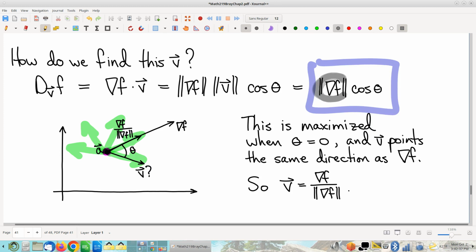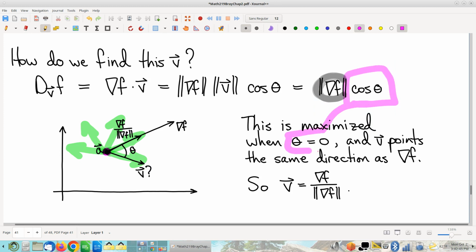So really, if you get right down to it, what do I actually need to worry about? What am I actually trying to make as big as possible? Cosine theta, and that's maximized when theta is equal to 0. Is that cool?